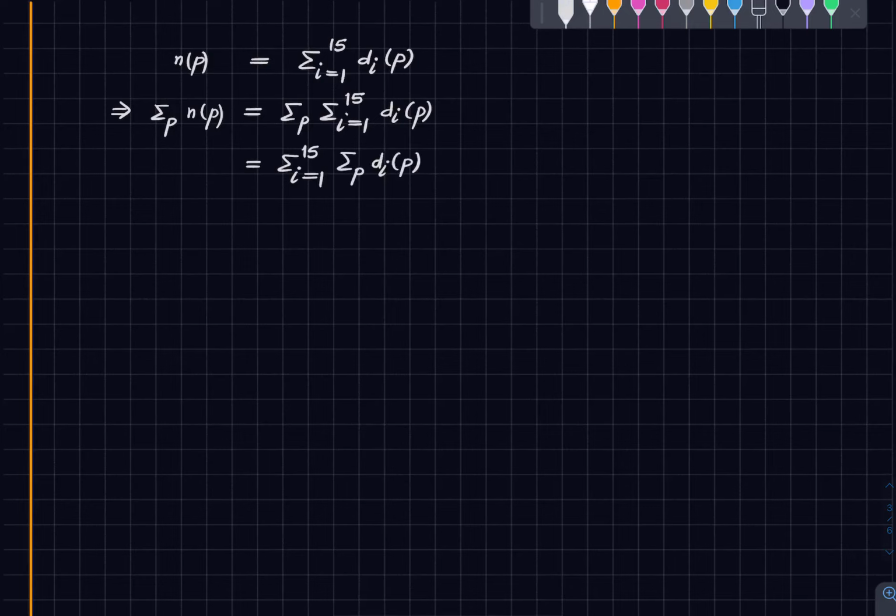But the summation inside is something that we can calculate. As you run over all the positions, how many times is the ith guest correctly seated? Exactly once. So this is nothing but 15, because this summation is 1 and therefore this summation is 15. So we see that this thing is 15.